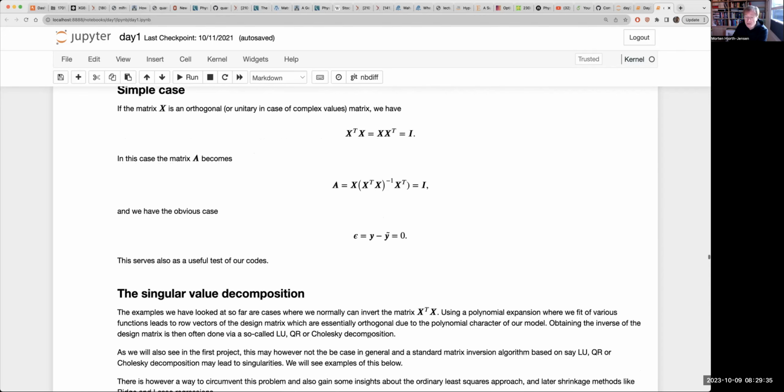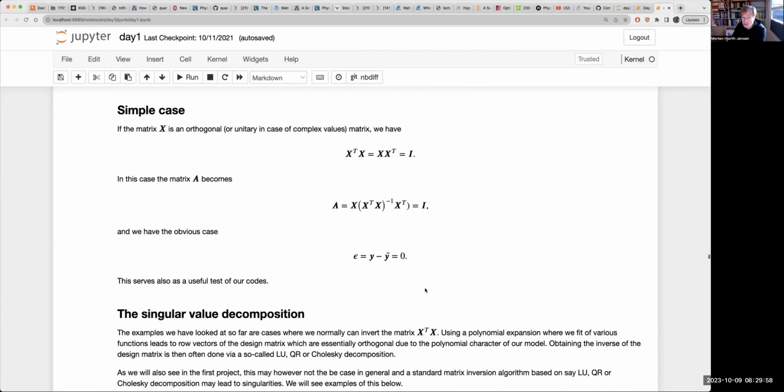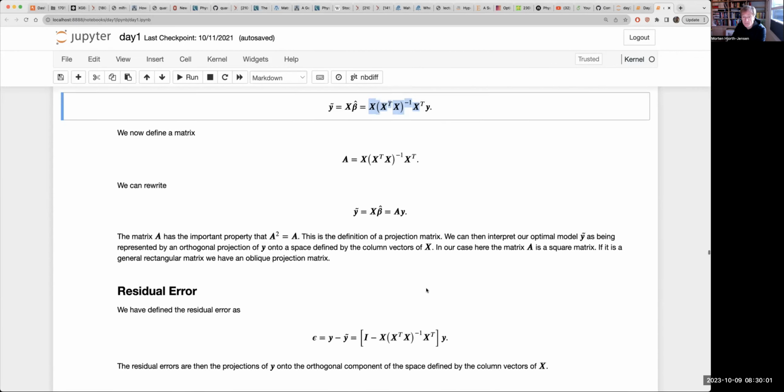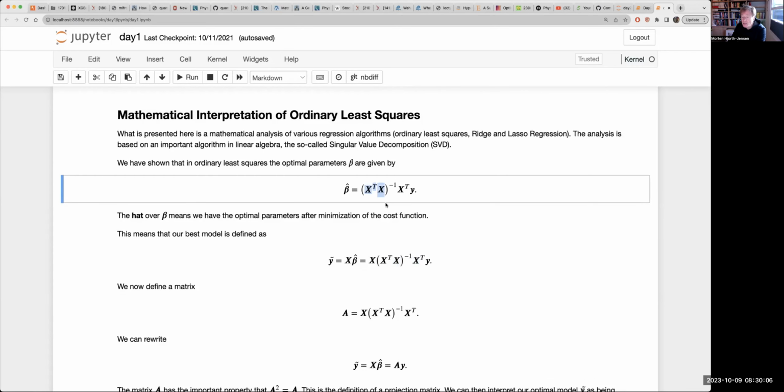Now, the thing which we started with last week was this important theorem in linear algebra, which is called the singular value decomposition theorem. We are going to state it here. We will not derive the theorem, but we are going to use it. And one of the reasons why this becomes important is that if you look at this matrix x transpose times x, if this matrix which we want to invert is singular, then obviously we cannot do anything.